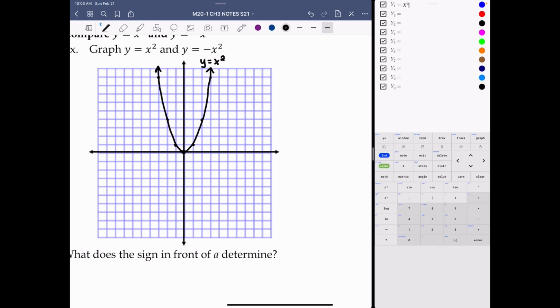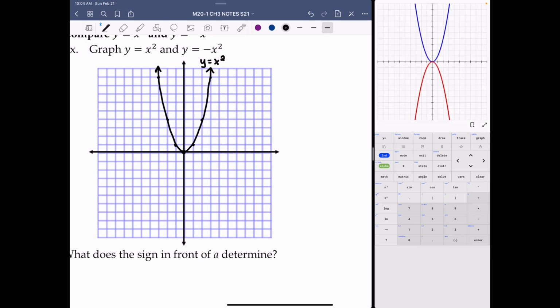Go back to y equals. In y2, enter negative x squared. Graph that. And we see that it looks the same, it's just going the opposite direction. We've already discussed how when the a value is negative, the parabola opens down. When the a value is positive, the parabola opens up. So we're just reestablishing that concept. We have the same parabola, but it is opening down.